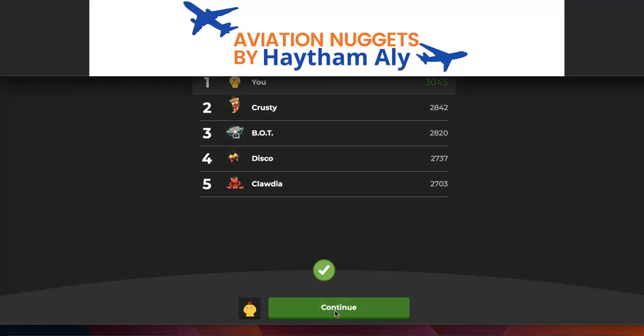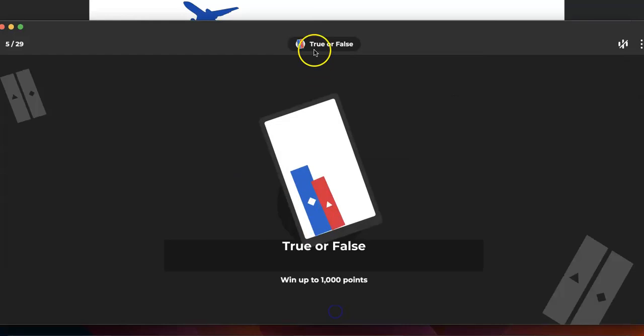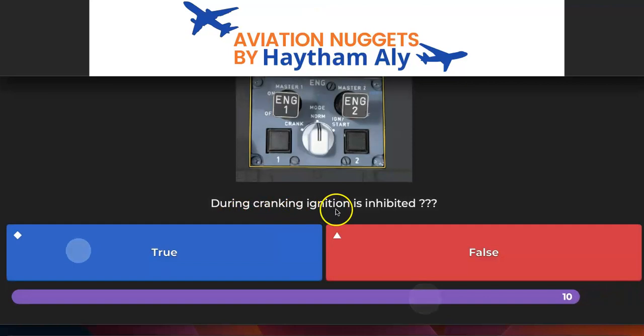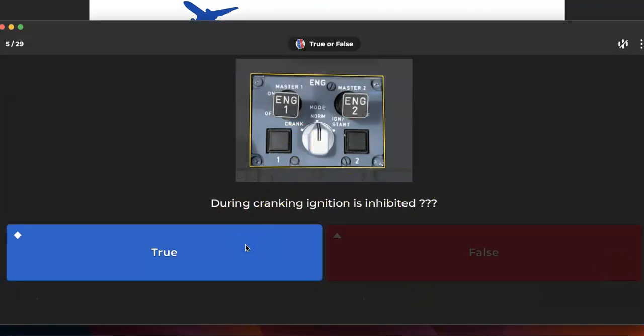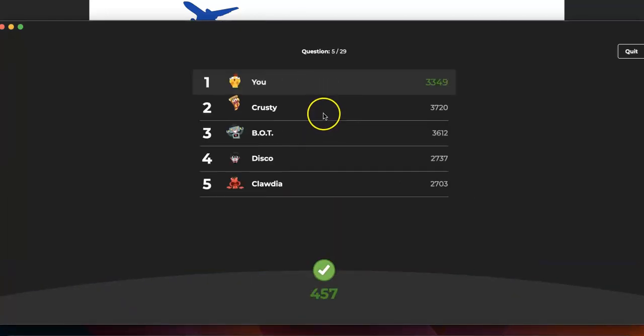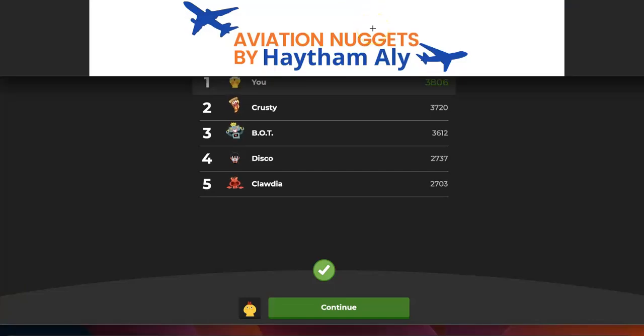Okay, everybody. Let's proceed. Next question. During cranking, ignition is inhibited. Yes, crank is the opposite of ignition. The mode normal selector can be ignition start or crank. Crank means no ignition. We do crank, or dry crank, in case of tailpipe fire. It's called dry crank or dry motoring in case of tailpipe fire.